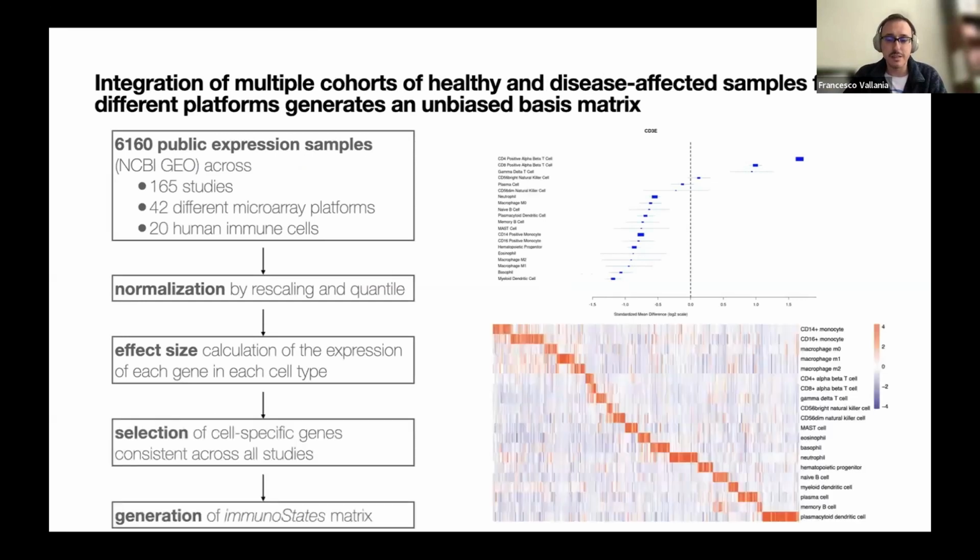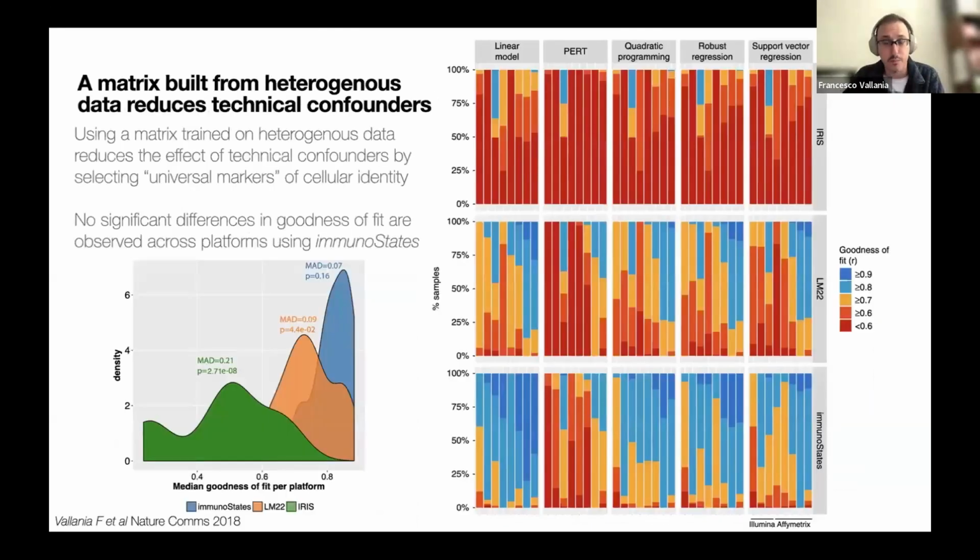And the idea is that we used all this data to do a feature selection where we identify roughly 15 to 20 genes per cell type. Basically that result is generating a matrix of gene markers for 20 different immune cell types that we call ImmunoStates. And just to give you a quick overview, we found that ImmunoStates actually worked a lot better, except for the PERT algorithm, which really didn't work no matter what you use.